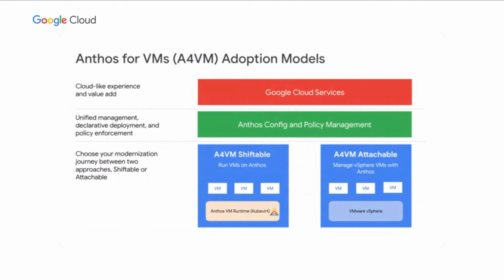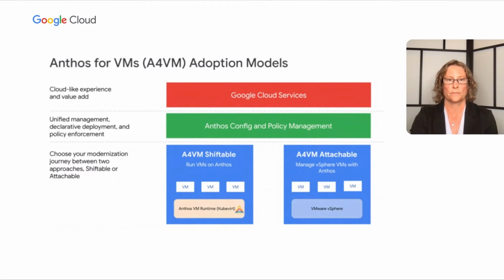So, how does it actually come alive? We've created two adoption models, shiftable and attachable. In the shiftable case, VMs run on Anthos. In the attachable scenario, you manage other hypervisors' VMs with Anthos. You can choose between the two approaches or use them both simultaneously. You get unified management, declarative deployment, and policy enforcement for your VMs and your containers. You bring a cloud-like experience to your VMs and can leverage cloud-native services for your VM workloads.